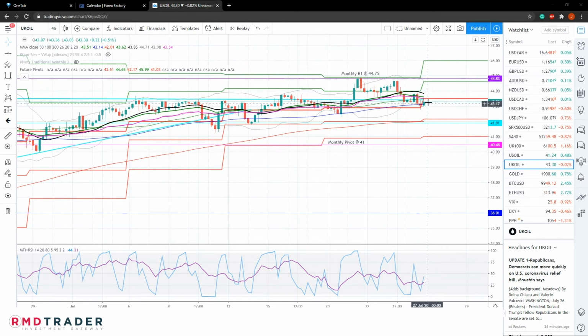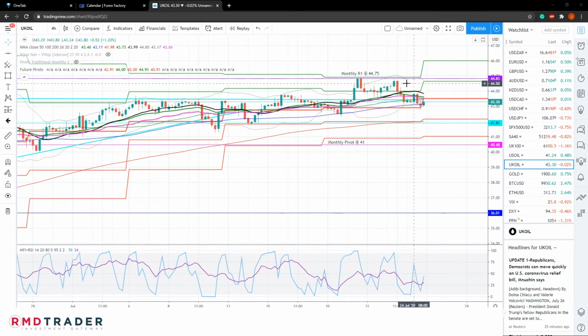But of course, should we not be able to get back above our weekly pivot and reject this $43.50 area, we will see price move back down, firstly to the weekly S1 pivot at $42.20, and I'm pretty sure that our 4-hour 200 SMA will probably meet up in this $41.90 to $42 area. So that would be the area of support.